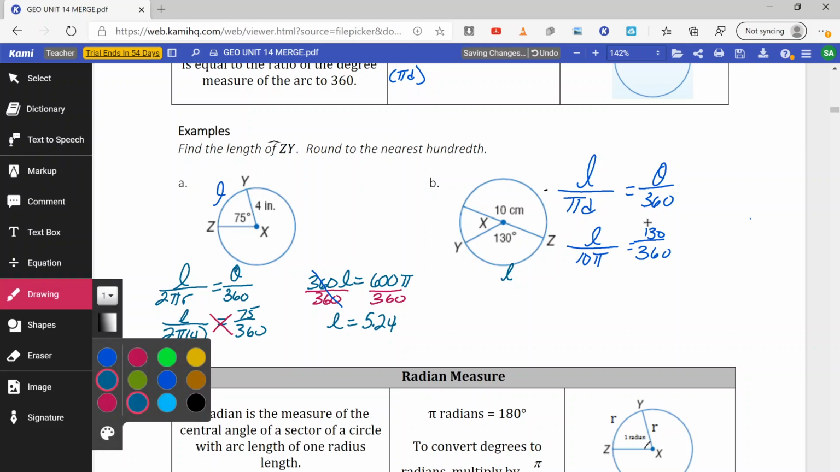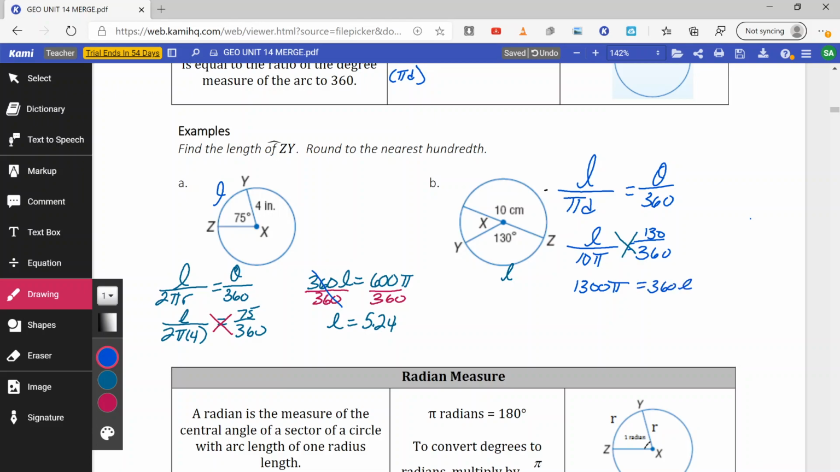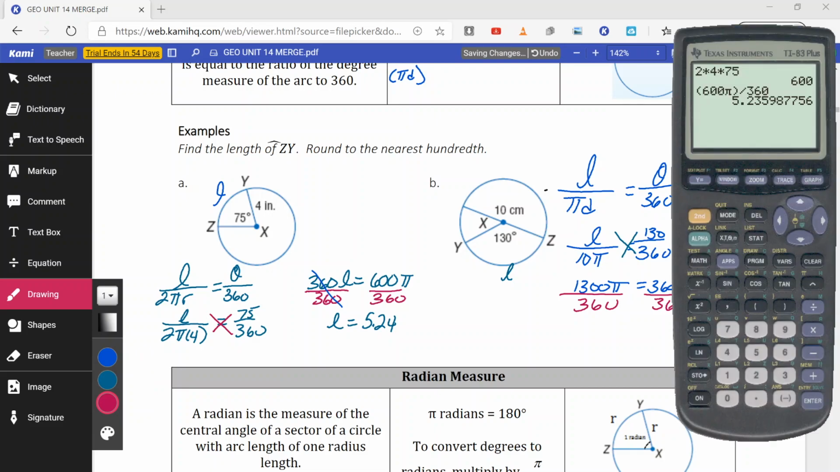So we cross multiply. 130 times 10 gives me 1300 pi is equal to 360 times the length of my arc. So we divide by 360. So again, we have 1300 pi divided by 360.